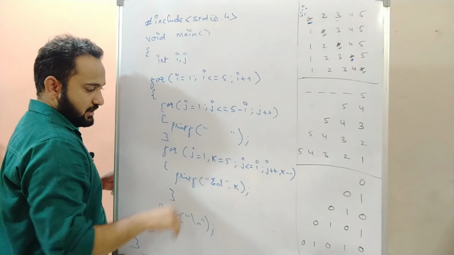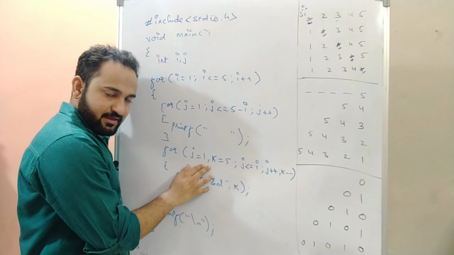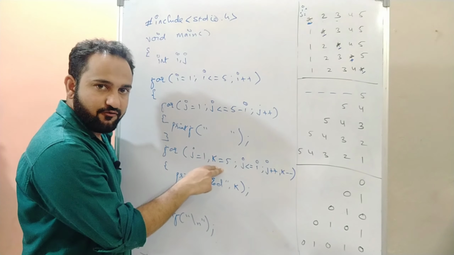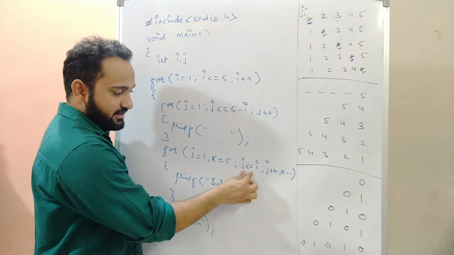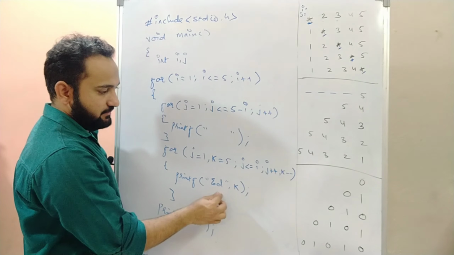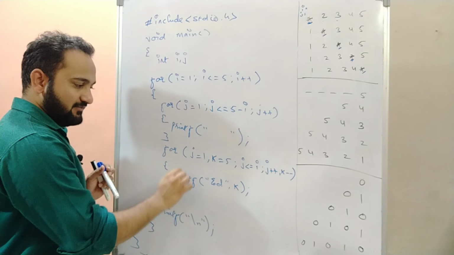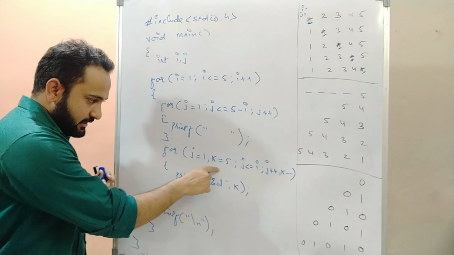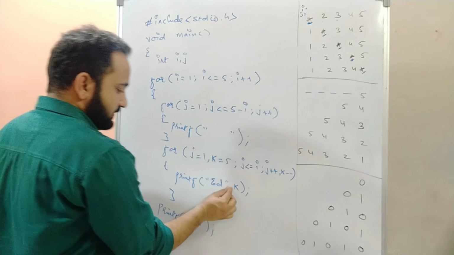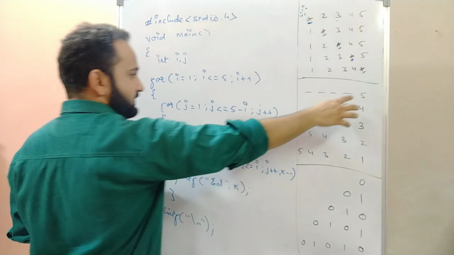It will go into this. j will be initialized to 1, as well as k will be initialized to 5. 1 is less than equal to 1. Condition satisfied. It will come inside. Now see it carefully. It will print the value of k. What is the value of k right now? 5. k is initialized to 5. The value of k is getting printed. 5 will get printed here.